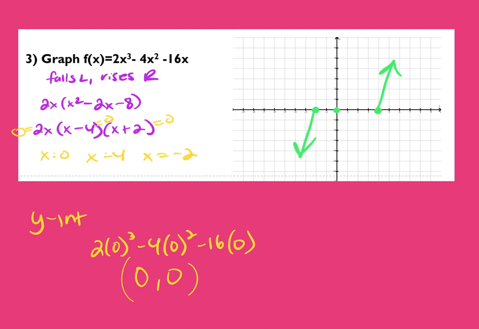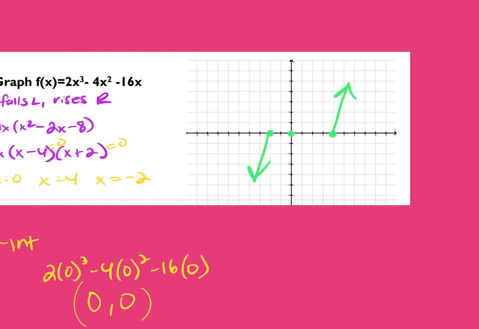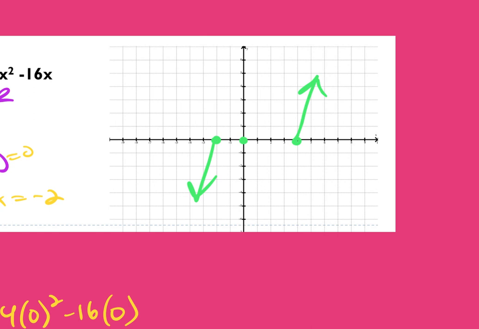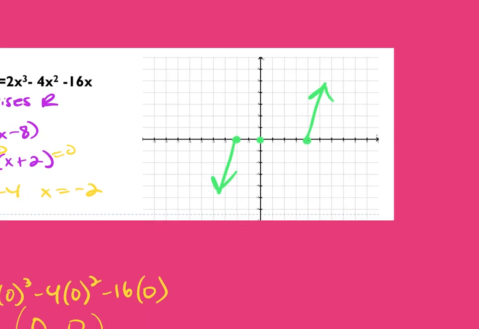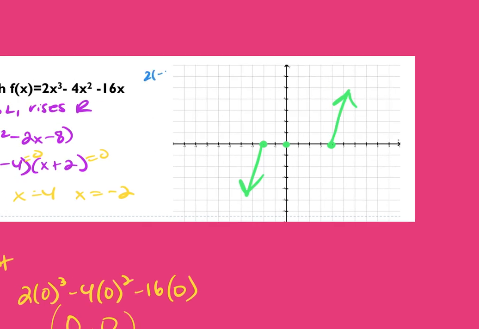If I want to know how high to go and how low to go in between those spaces, what do you have to do? You have to plug in a point. So in between negative 2 and 0, I have to plug in a point. So if I plug in negative 1 there, I get 2 times negative 1 to the third, minus 4 times negative 1 squared, minus 16 times negative 1. And I get negative 2.